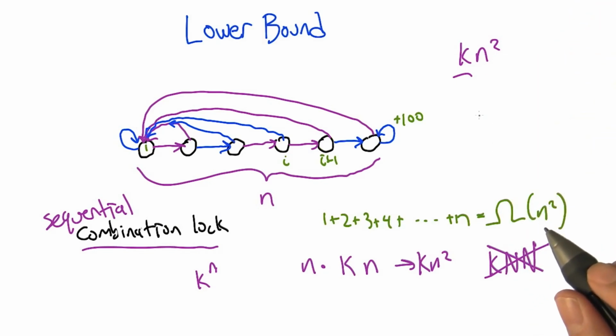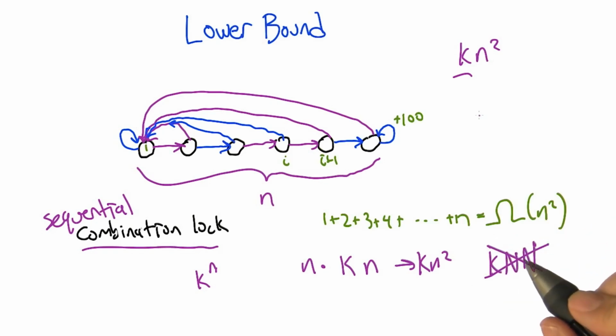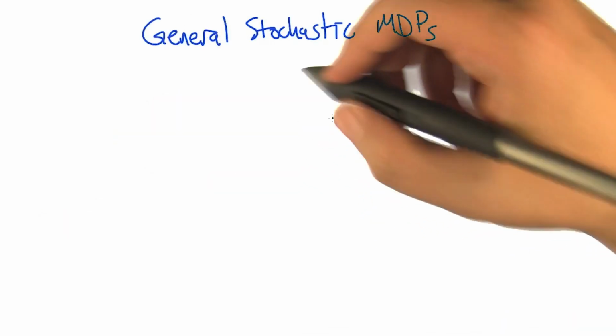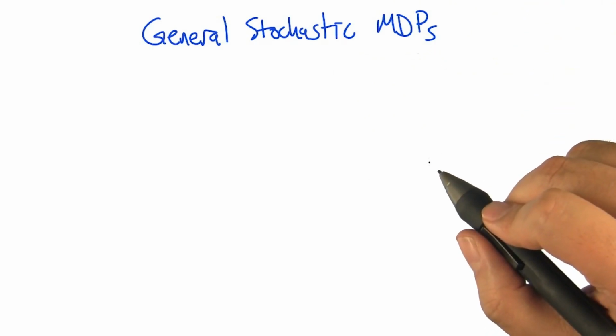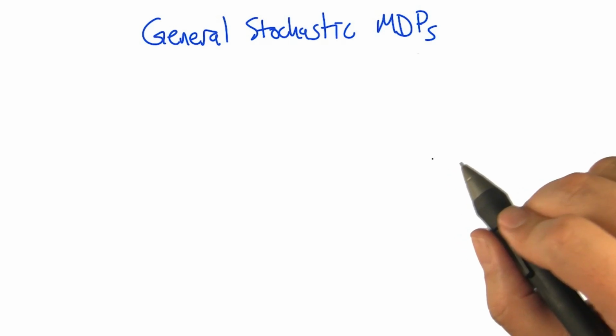So the next thing I want to talk about is combining this idea with the bandit idea that we talked about earlier and get an algorithm for general MDPs. Okay. So we want to do efficient exploration in general stochastic MDPs. And so we're going to need to combine the two ideas that we've been talking about. Wait, what were the two ideas we were talking about?